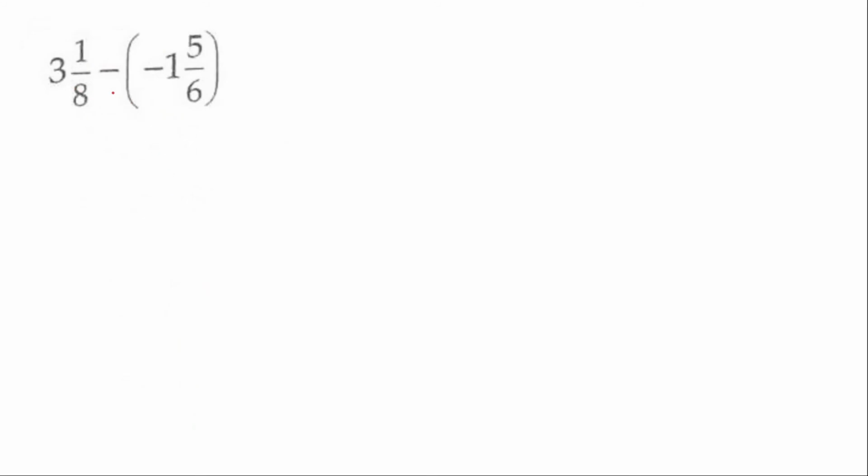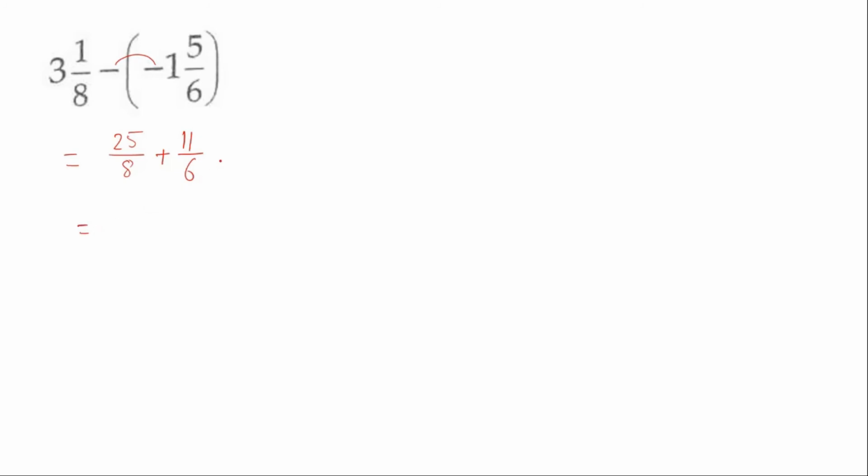3 whole 1 by 8 minus 1 whole 5 by 6. So what we will do, first work is to convert mixed fraction into improper fraction. So it will be 25 by 8. Then we will multiply symbols. So minus into minus is plus, and 6 1 is 6 plus 5, 11 by 6.